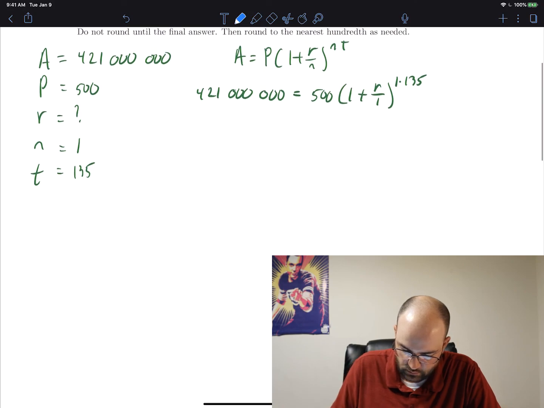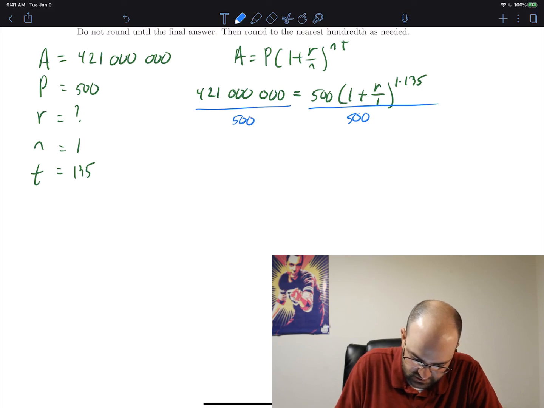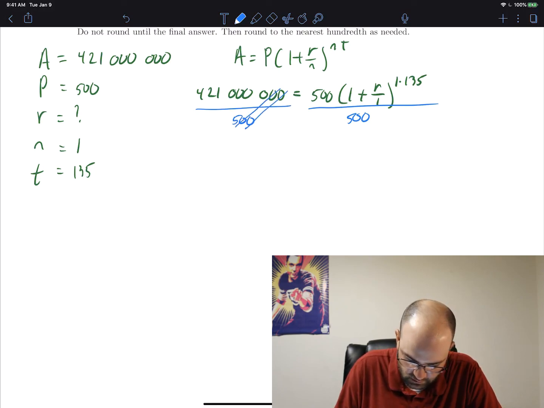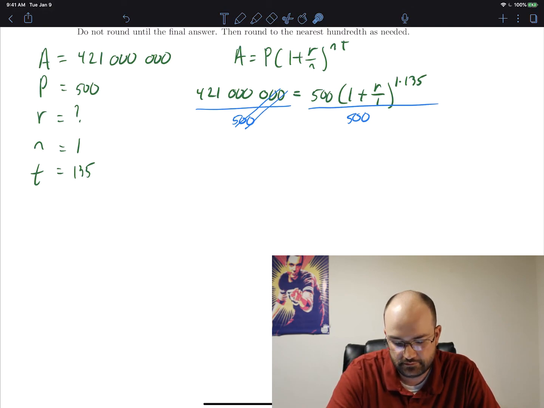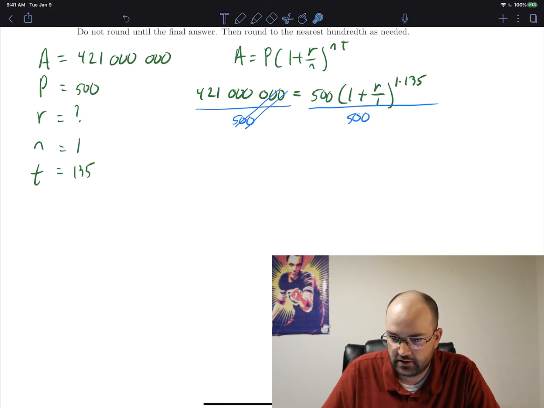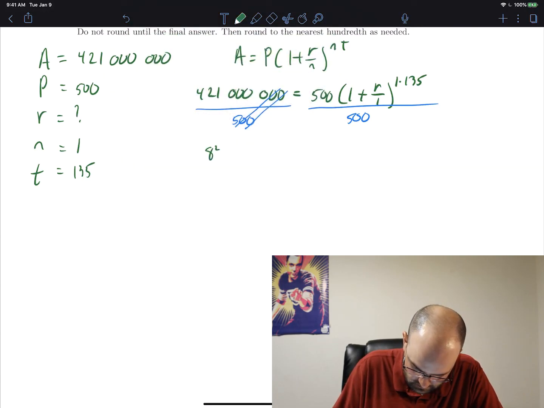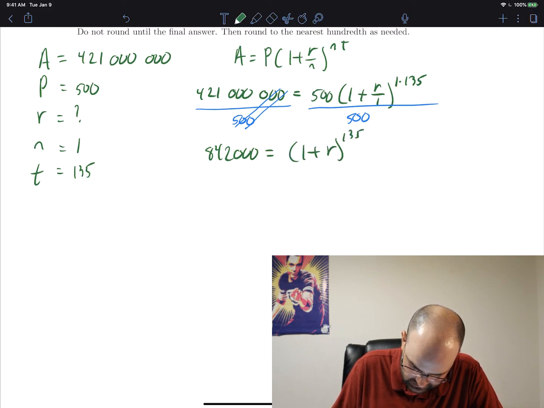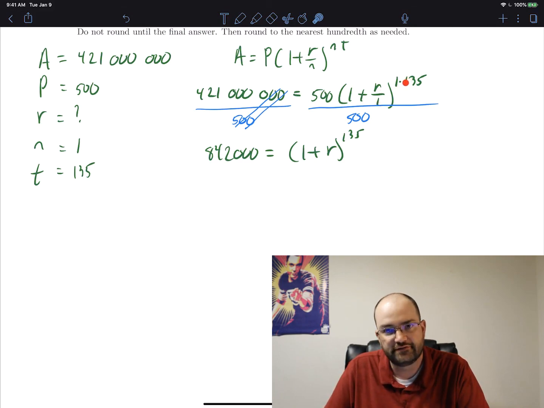Now notice that we can just divide by 500 here. And it'll actually come out perfectly because first of all, those two zeros go away. And so we actually have 4,210,000 divided by 5. So let's do that for basically 421 million divided by 500. And that'll give us 842,000. And notice that I can simplify the right-hand side a little bit because R over 1 is R, and 1 times 135 is just 135.